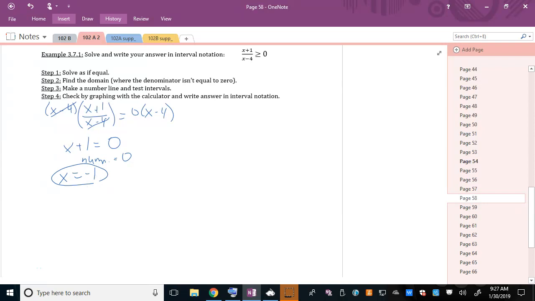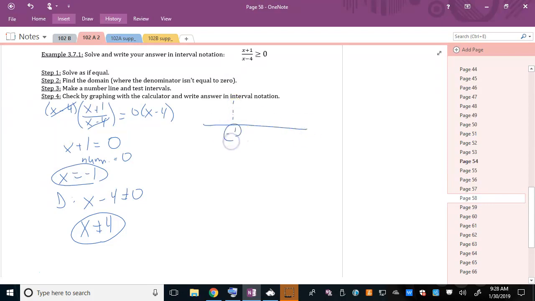Now, we can never forget the domain. That is the big thing we want to worry about. So again, for the domain, we set the denominator not equal to 0. And here I get x is not 4. You can find those two numbers in the opposite order, but those two numbers are numbers we do need to find. So now that I have them, let's set up a number line.